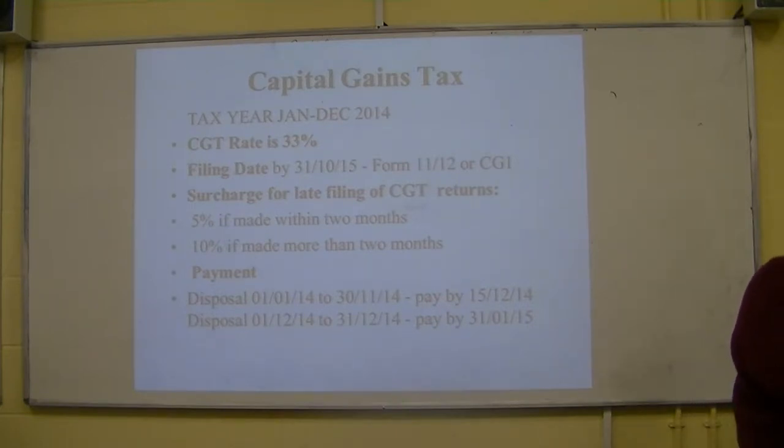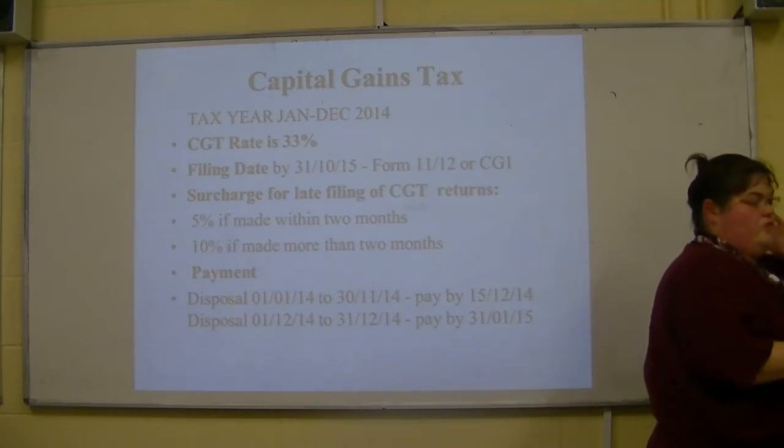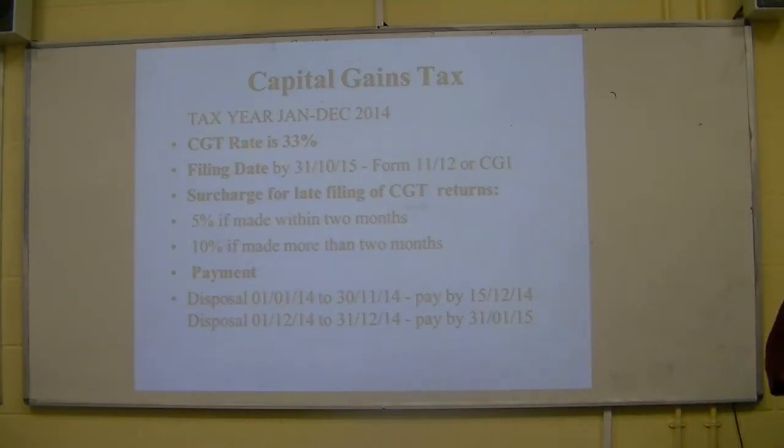So capital gains tax, our tax year is running from January to December 14, and our capital gains tax rate is 33%. The filing date is 31st of October 15, so for our forms, you put them in there, Form 11, or Form 12, or a CG1, that's how you actually make your return. A Form 11 is what a self-employed person makes his return on. A Form 12 is what the PAYE worker would make his return on. And then a CG1 is someone who's not making any returns but sells an asset. Then they'd return on a CG1.